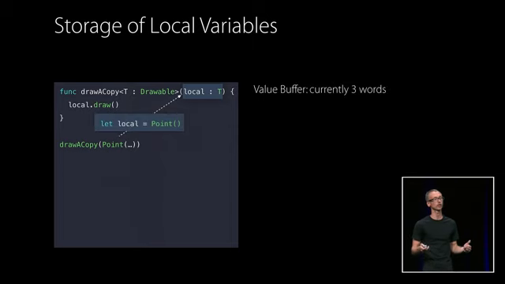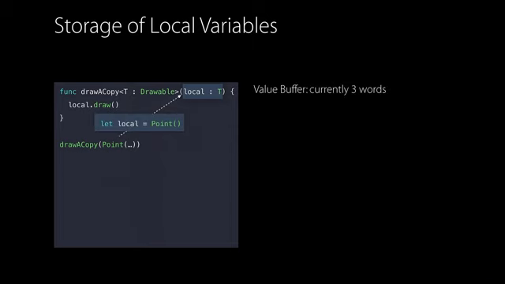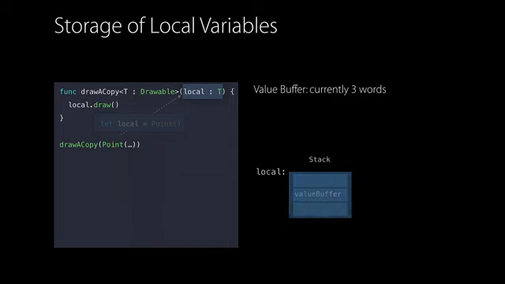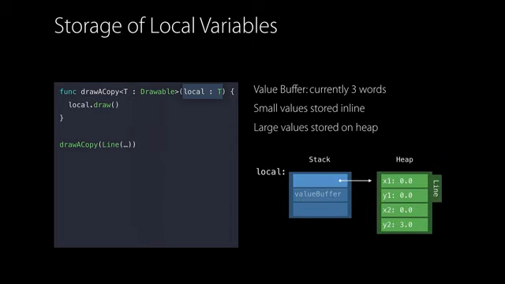Well, it allocates a value buffer on the stack. Again, this value buffer is 3 words. Small values, like a point, fit into the value buffer. Large values, like our line, are again stored on the heap, and we store a pointer to that memory inside of the local existential container. And all of this is managed by the use of the value witness table.